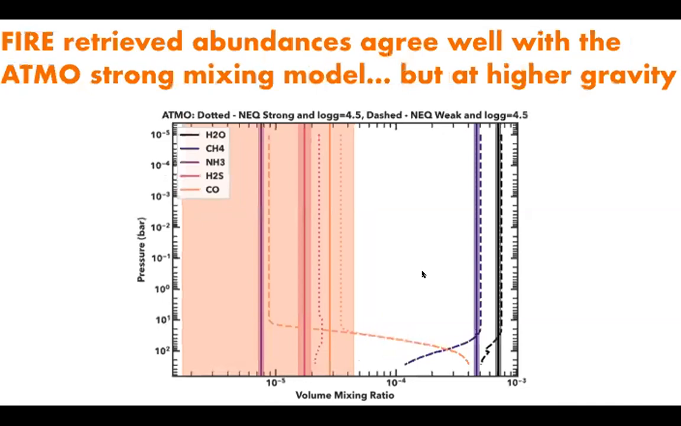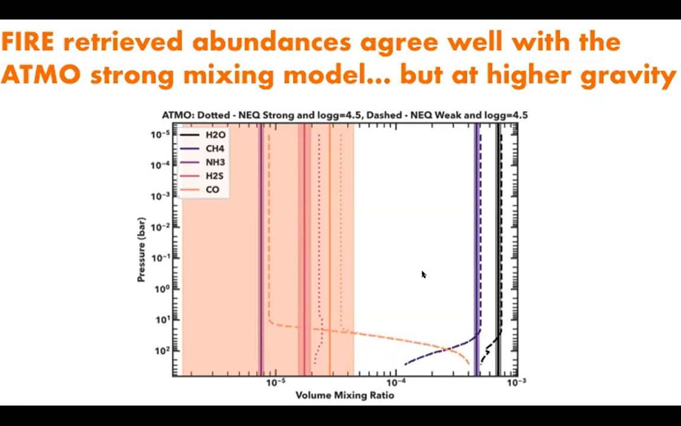However, our SPECS retrieval and other studies of this object in the literature prefer a slightly higher surface gravity, closer to a log g of 4.5. So we also compared our abundances to the strong and weak mixing cases for the ATMO models at that higher gravity. The strong is in dotted lines, and the weak is dashed lines. Either one gives us a CO value that agrees within our error bars. Although it's harder to see in this plot, the methane and water abundances definitely prefer the strong mixing case. The weak mixing lines are slightly outside of our uncertainties.